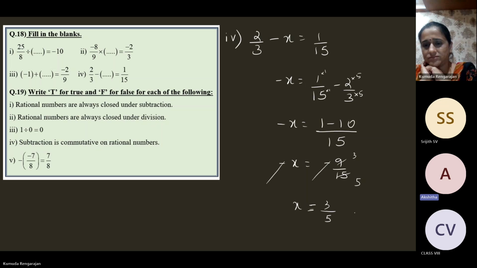Ma'am, why do minus x and minus 9 by 15 get cancelled? Why does the minus sign get cancelled, ma'am? Just one second, one second. Yes.